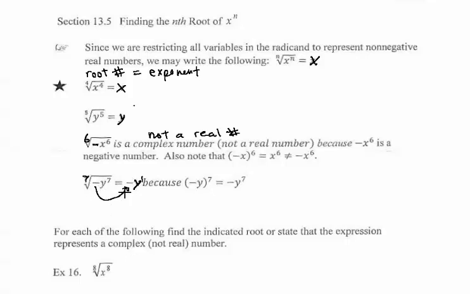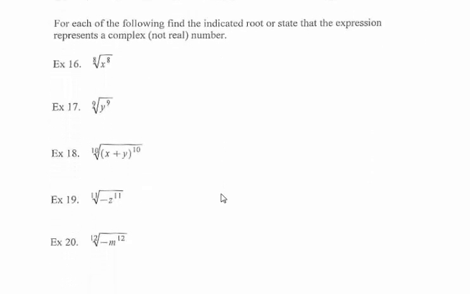In this case, we had a negative that tagged along with it. And the negatives are okay when you're dealing with odd index numbers. You can just simply take them out of the radical. So you shouldn't think about this too much. 8 matches the 8 exponent, so the answer's x. Here, the index matches the exponent, so we write the base y. 10 matches the 10. 10 is the exponent of x plus y, so our answer is x plus y.